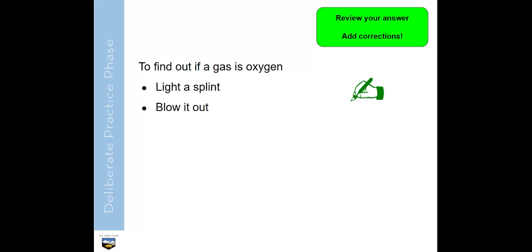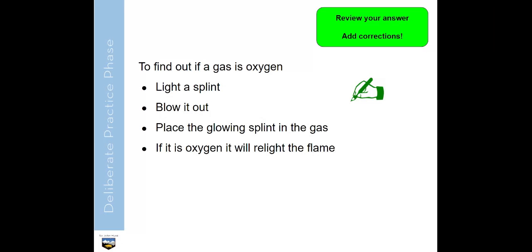Okay, so the answer for the oxygen gas test should read something along these lines. Get a lit splint, blow it out. Some of you might have just said use a glowing splint, which is fine. Place it in the sample of gas and it should relight.